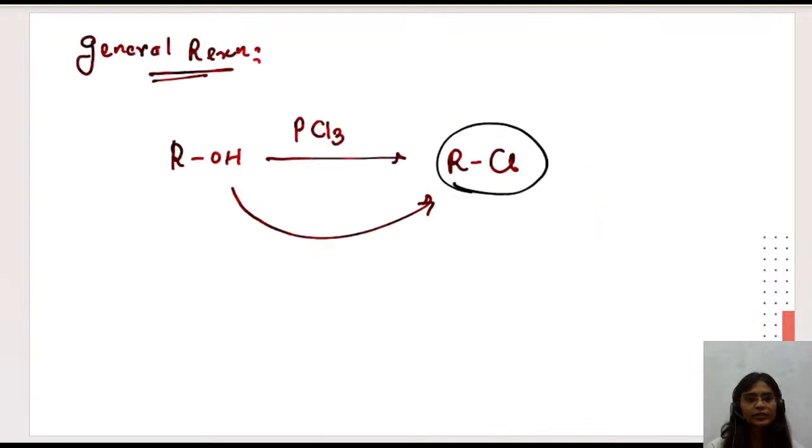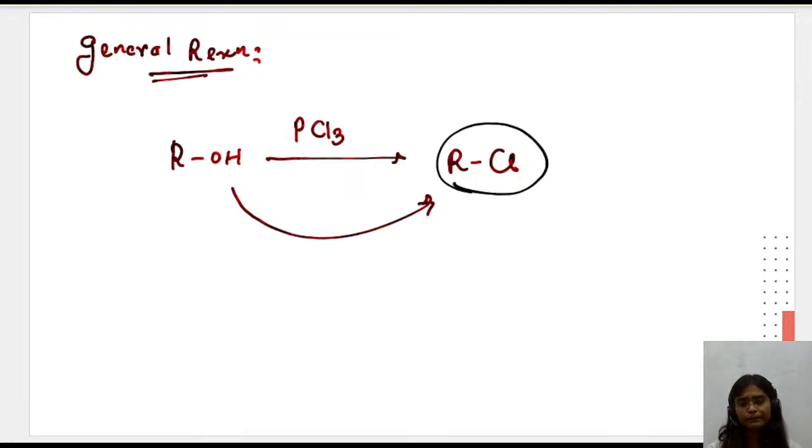Just try to understand which kind of question is framed from this, if it is an integer type question. Which kind of question is asked from this topic? How many moles of the alcohol are reacted with the PCl3? That is, how many moles of alcohol are going to react with 1 mole of PCl3? Integer type questions are asked from these kinds of reactions.